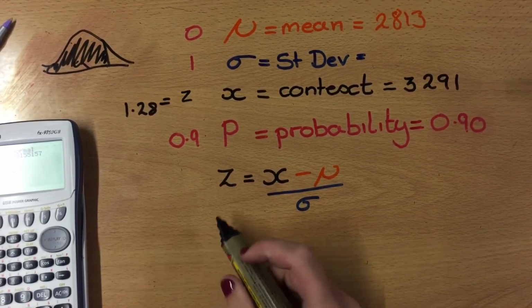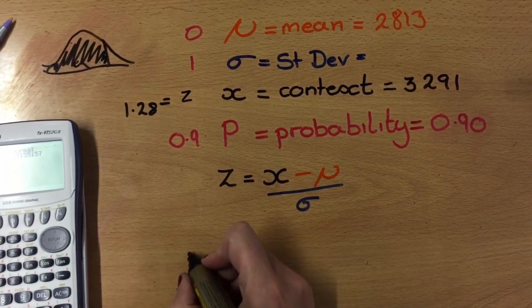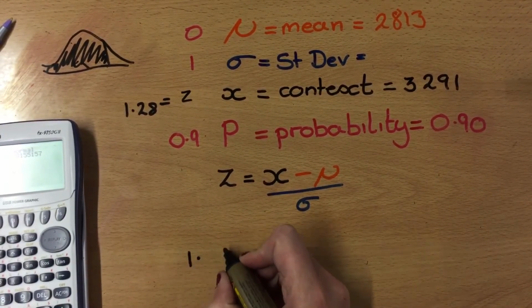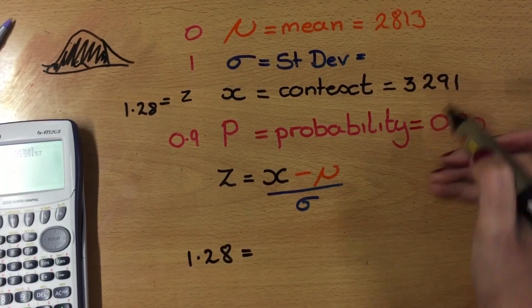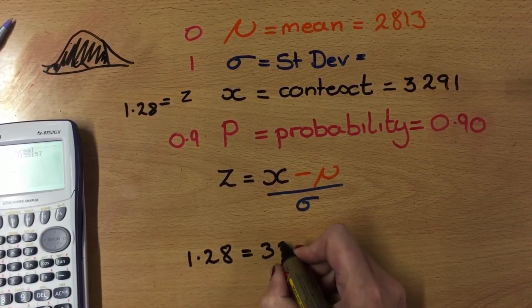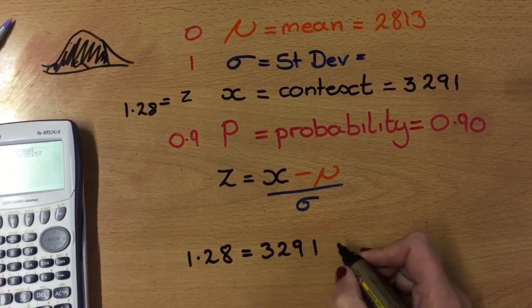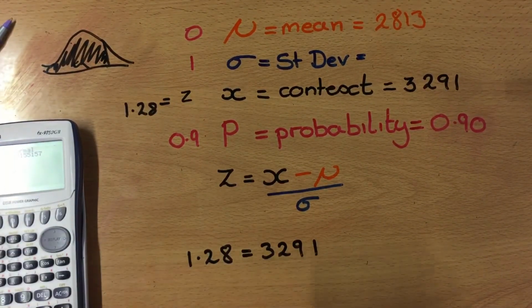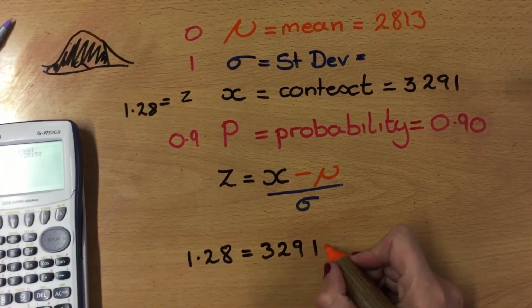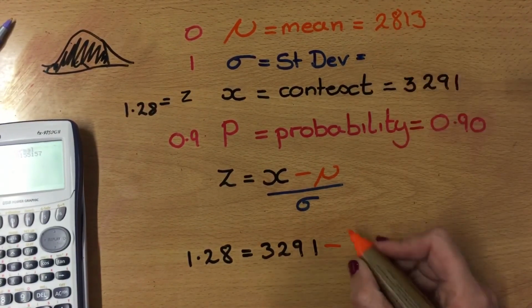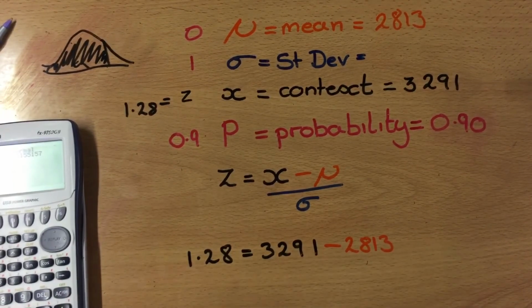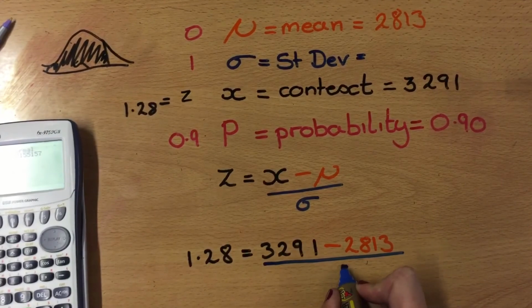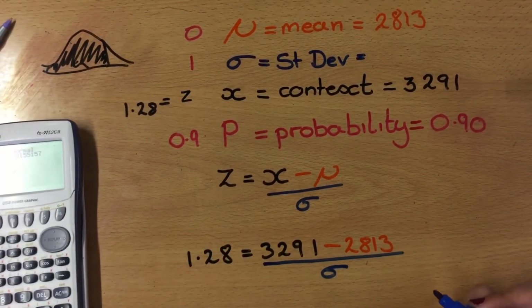So if we know what z is, we can say 1.28 equals our number in context minus our mean and divided by our standard deviation. This is the thing we don't know.